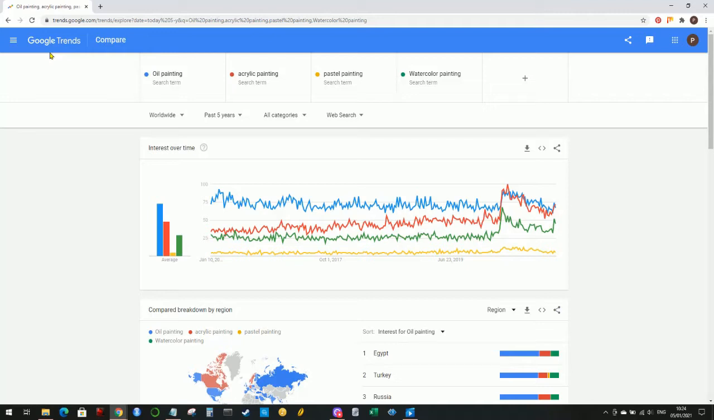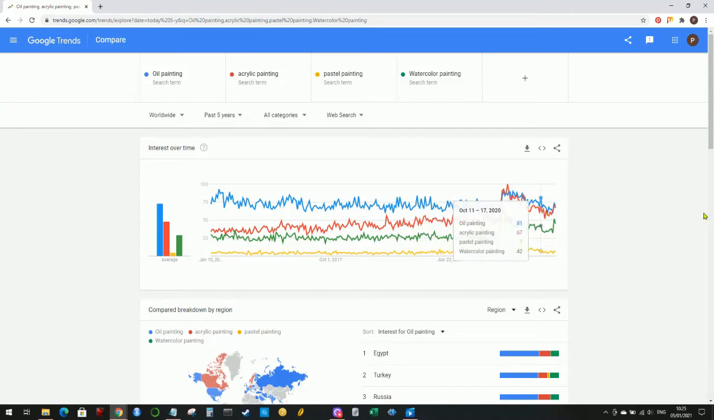So I typed in 4 different search terms: oil painting, acrylic painting, pastel, and watercolor painting. And this is what these colored squiggly lines are. The blue one is the number of searches for oil painting. The red line is acrylic painting. The green one is watercolor. And then the bottom one, the yellow, is pastel painting. And there are a few facts that I find interesting that we can see from this data.